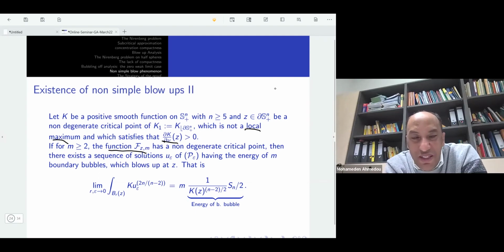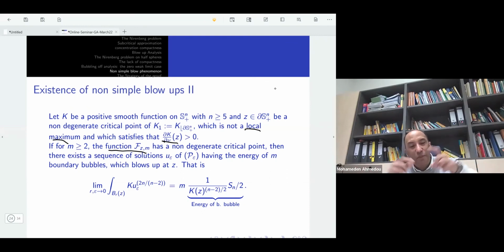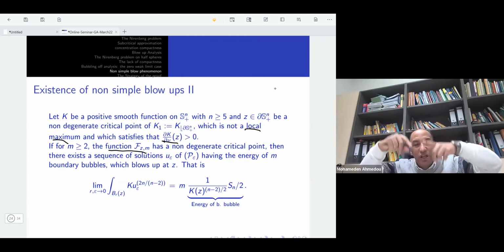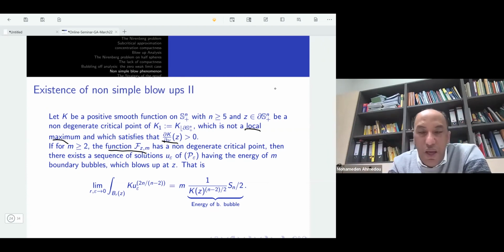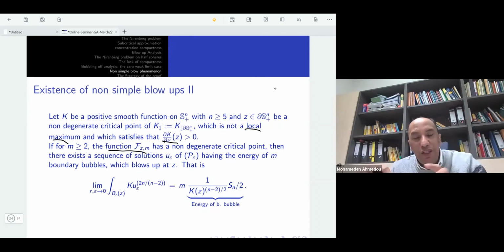If it has, for some m, a non-degenerate critical point, then you can construct there a bubble solution with energy equal to m times the energy of the bubble, which means that for every m, you have m bubbles. So for m equal to 2, you have 2 bubbles, m equal to 3, you have 3 bubbles, and so on. And so this is at one point. You can also combine it at many points.